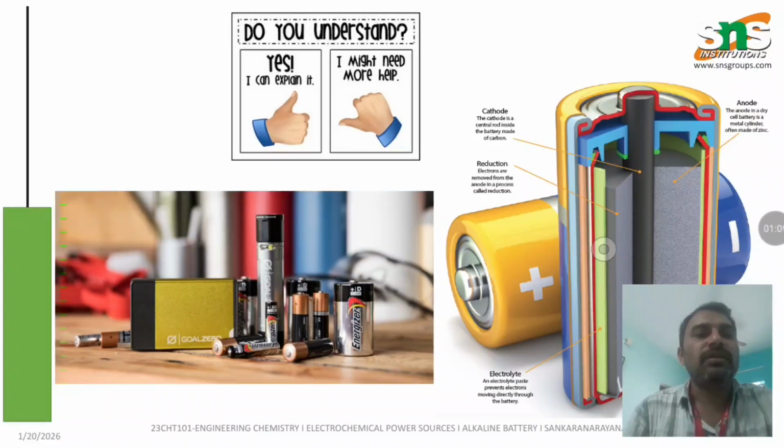So what is an alkaline battery? We know our normal mobile batteries are lithium-ion batteries, but for torchlights, watches and other things, we use alkaline batteries. It has a cathode, an anode, and an electrolyte. These materials are formed, and the final form of this combination of materials is called an alkaline battery.